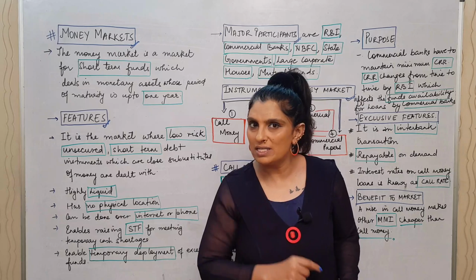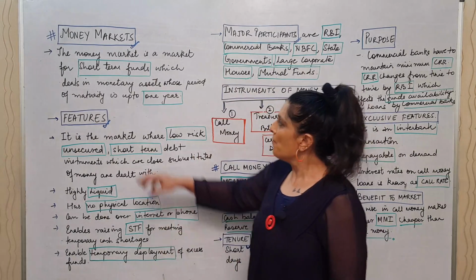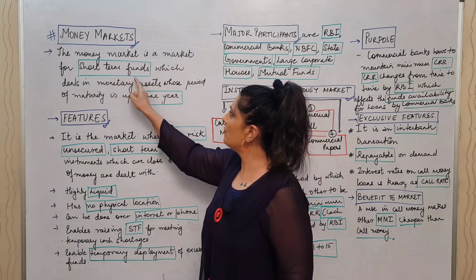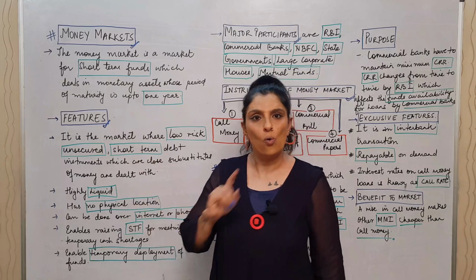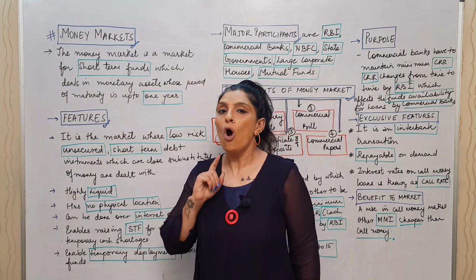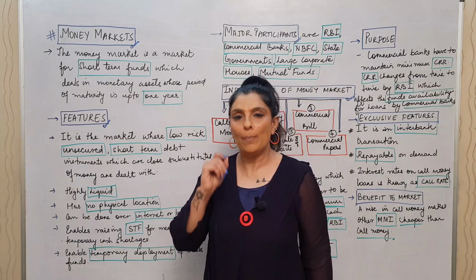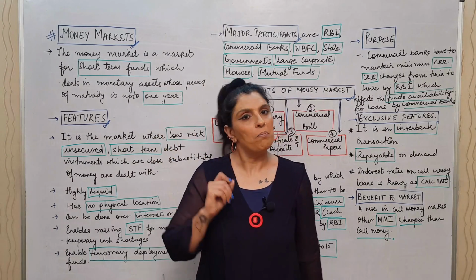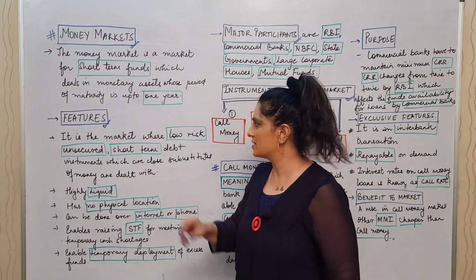Now, when we talk about money market, we need to understand the features of money market. We need to understand the participants as well as the instruments of money market. Coming to the definition, money market is a market for short-term funds which deals in monetary assets whose period of maturity is up to 1 year. So, all those instruments which we deal with and are up to 1 year are dealt in the money market, and they are called money market instruments.